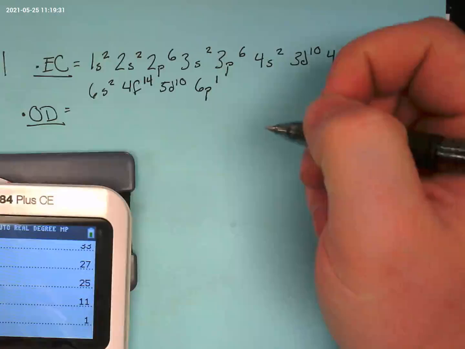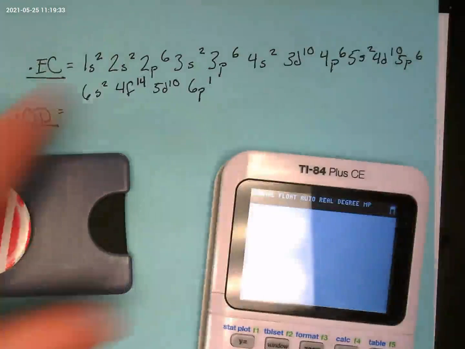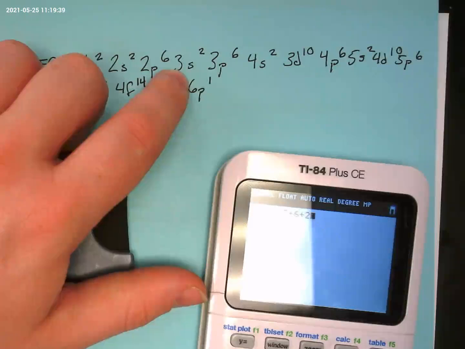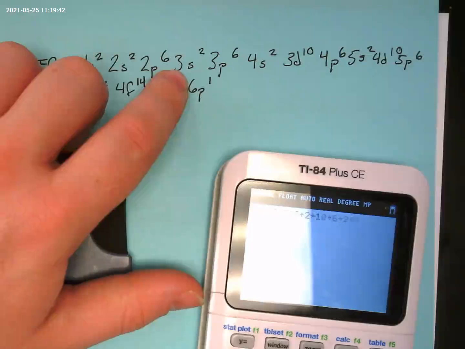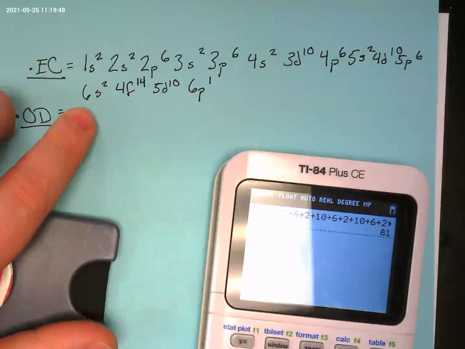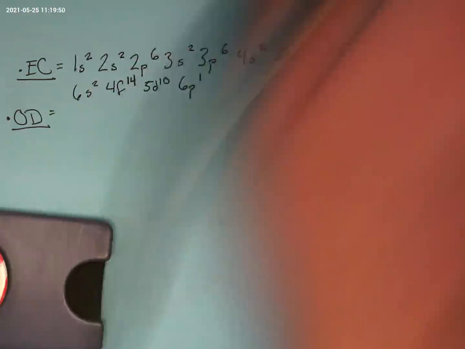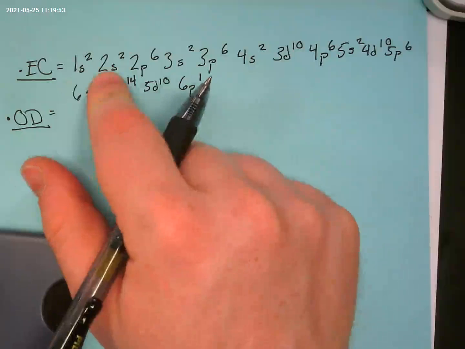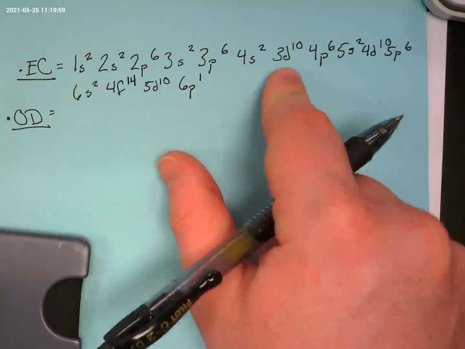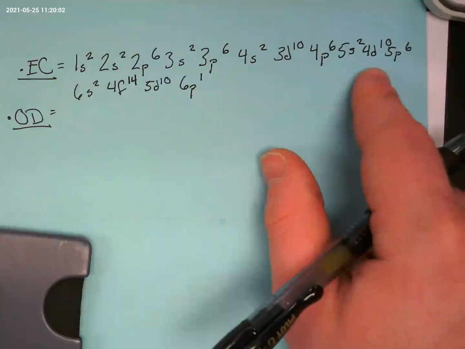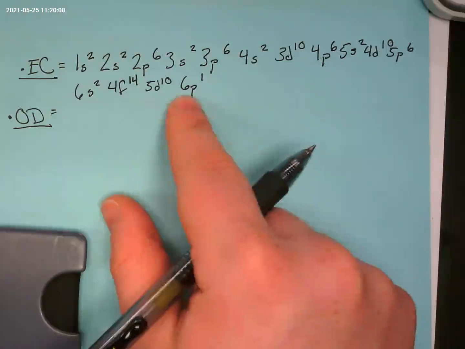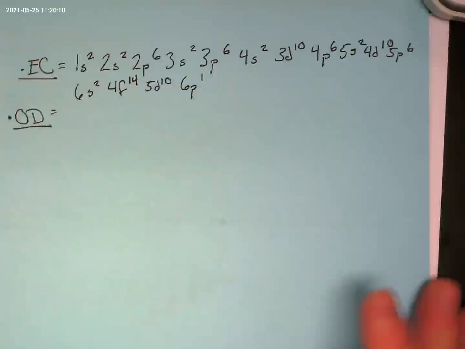Now, let's double check to make sure this is what it needs to be. I'm going to add up all of those: 2 plus 2 plus 6 plus 2 plus 6 plus 2 plus 10 plus 6 plus 2 plus 10 plus 6 plus 2 plus 14 plus 10 plus 1. That gives me 81. I also want to double check using my chart: 1s, then 2s, 2p, 3s, 3p, 4s, then 3d, 4p, 5s, 4d, 5p, 6s, 4f, 5d, 6p. So it looks like I'm following everything correctly here.